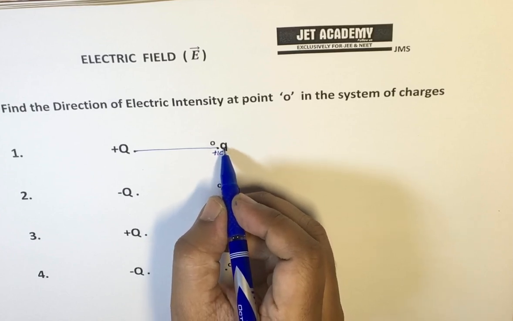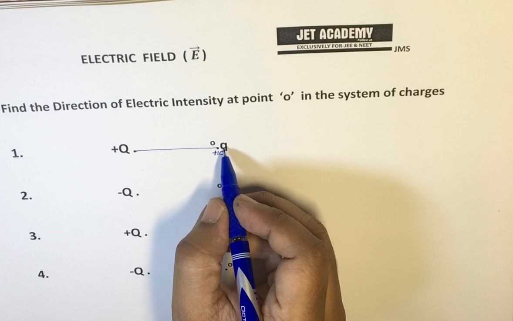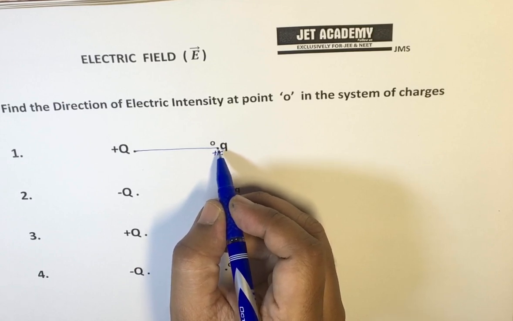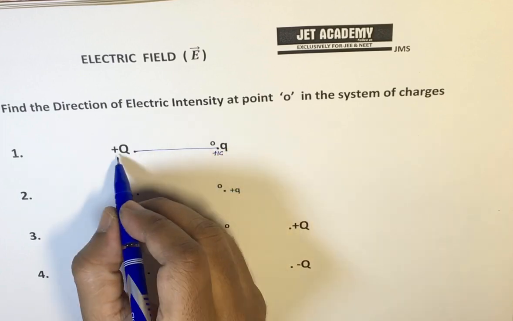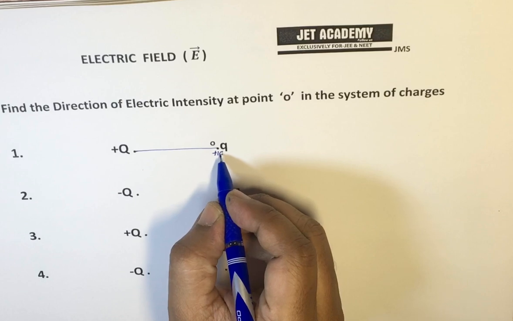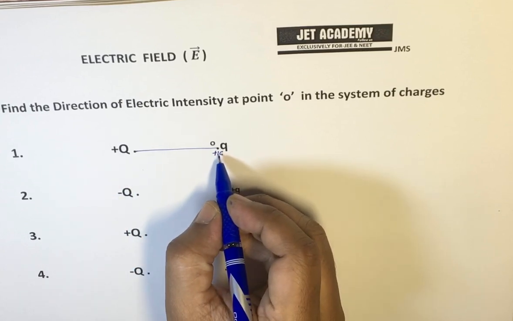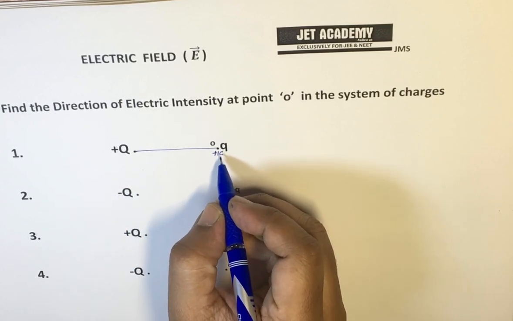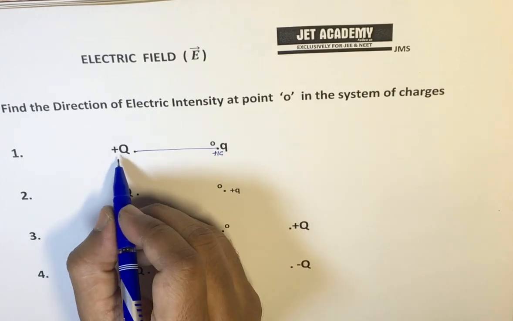If this charge is present, it does not matter, it is not going to affect the direction of the electric field at this point due to this charge. We always have to consider a positive 1 coulomb of charge. This is called a unit positive charge, a unit test charge.